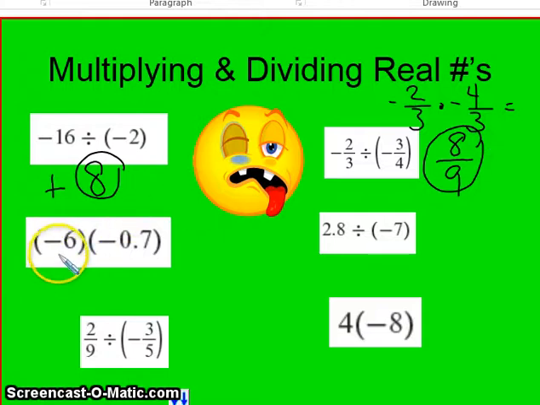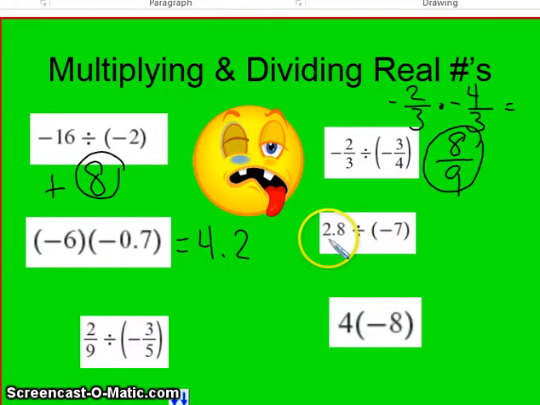Here we have negative 6 times negative 0.7. Notice my signs match, negative times a negative, so my answer is going to be positive. And when I multiply 6 times 0.7, I get 4.2.